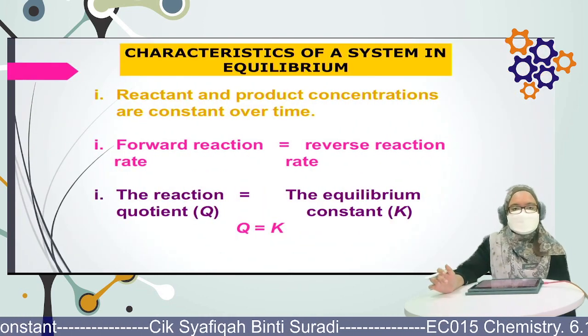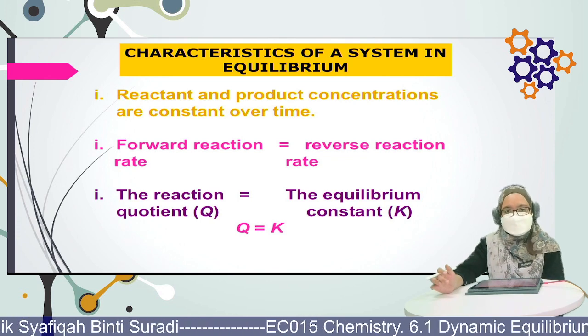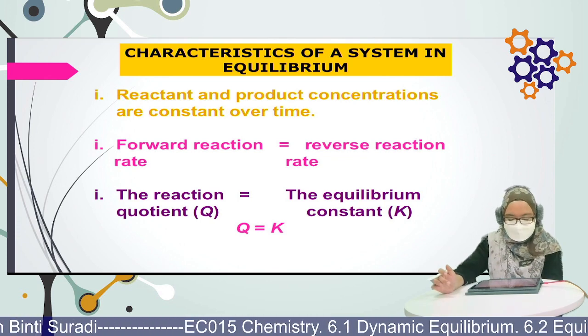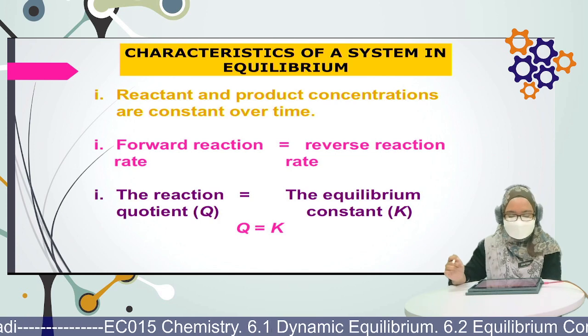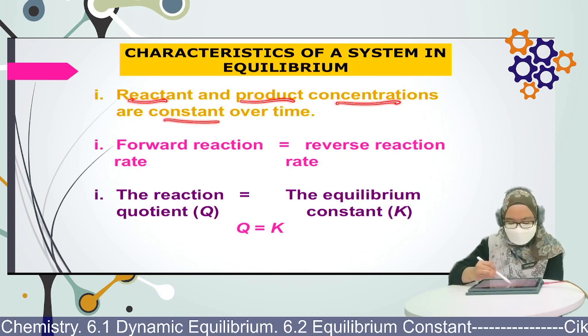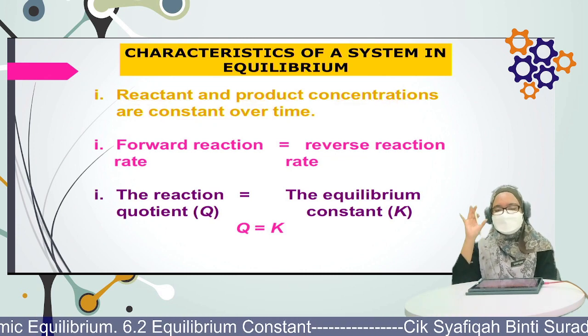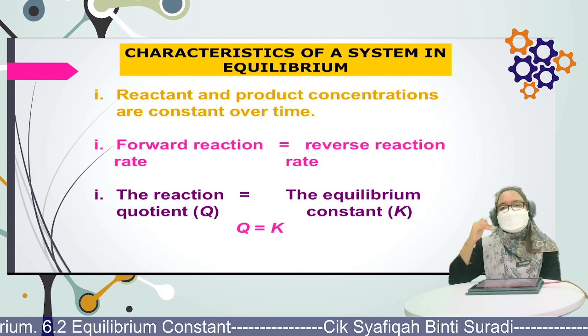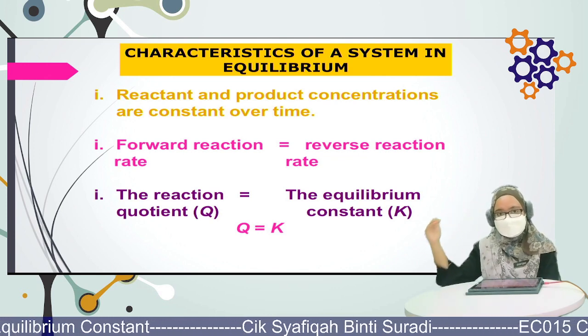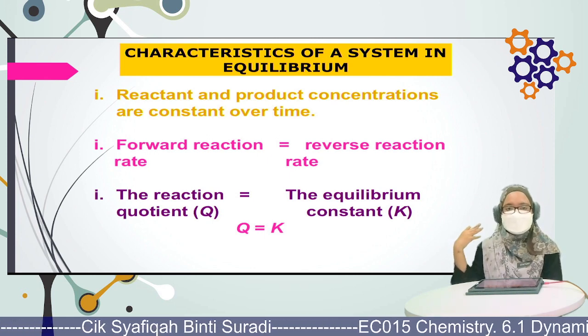So sekarang ni kita nak conclude sikit lah untuk sistem in equilibrium ni, dia punya karakteristik, okay, of a system in equilibrium. Okay, yang pertama, karakteristik yang pertama adalah reactant and product concentration are constant over time. So bila you tengok satu graph curve tu, dia punya reactant dengan produk dia dah capai tahap constant over time. Maksudnya that system mungkin dia dah capai equilibrium.